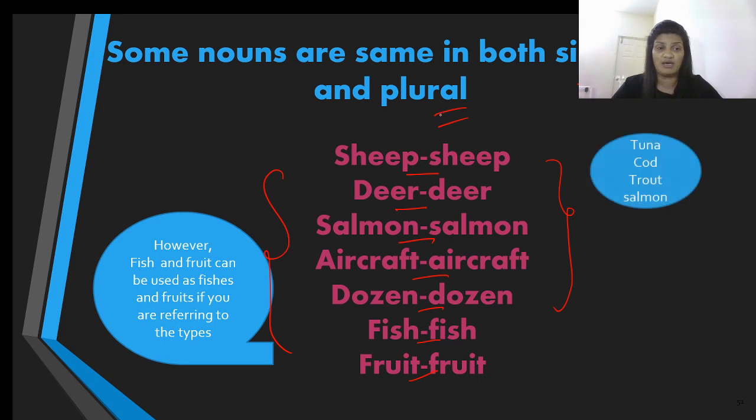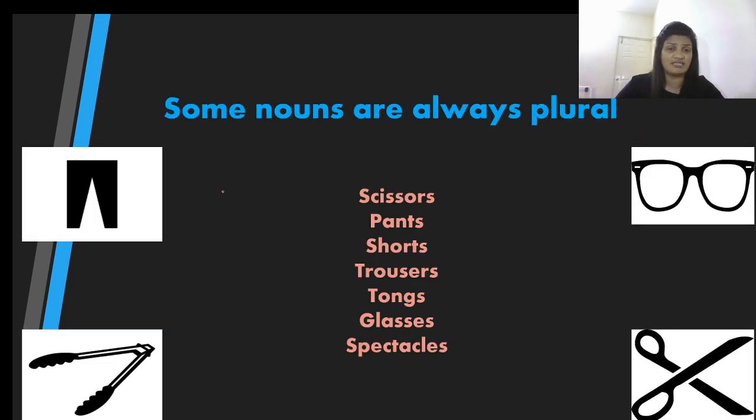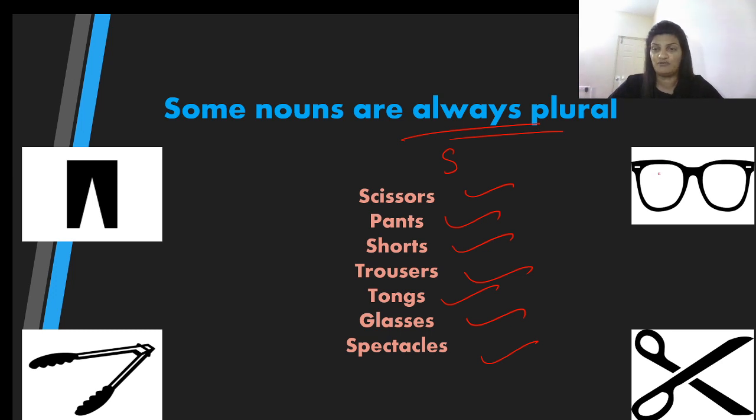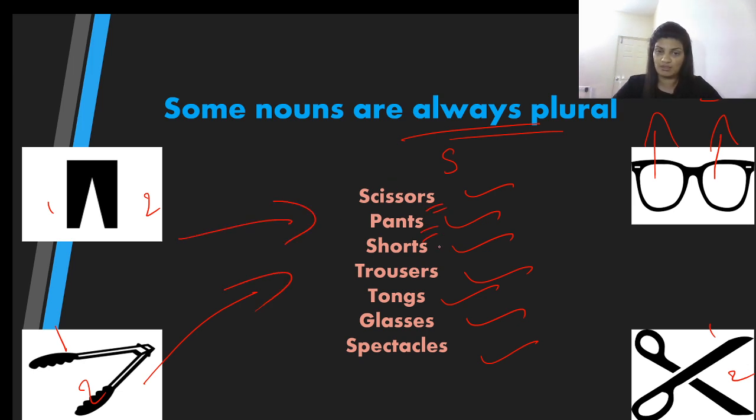Then we have other nouns like these: scissors, pants, shorts, trousers, tongs, glasses, and spectacles. They are already plural. They are never used in singularity. They are always used in plural because they have two sections: one and two. Because of this, they are always used in plural with S. They are never used in singularity.